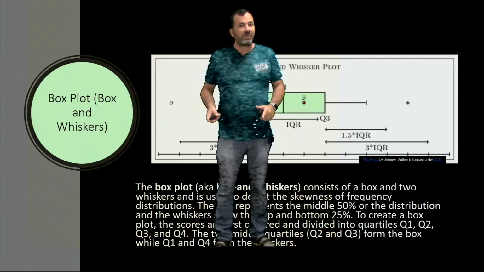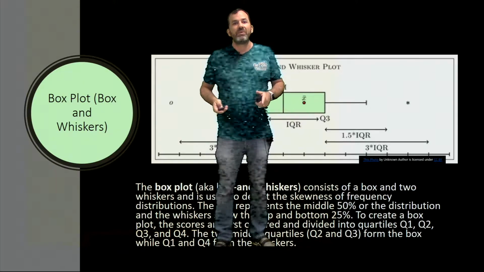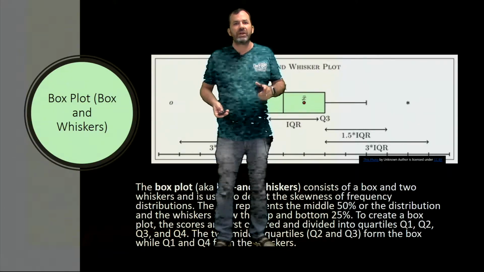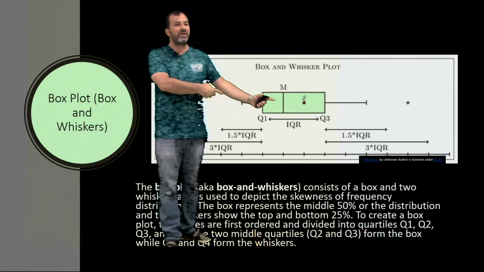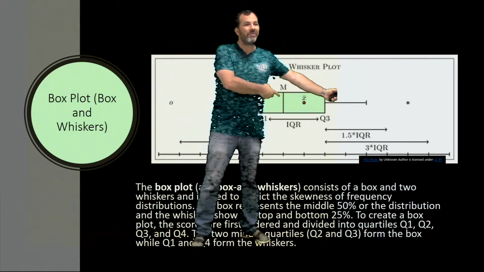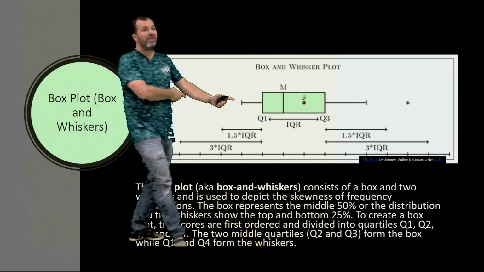To create a box plot, first the scores are ordered and divided into quartiles 1, 2, 3, and 4. The two middle quartiles, 2 and 3, form the box, while 1 and 4 form the whiskers.